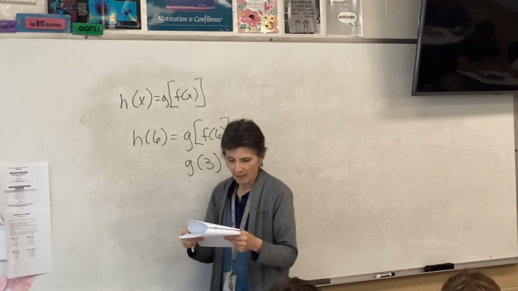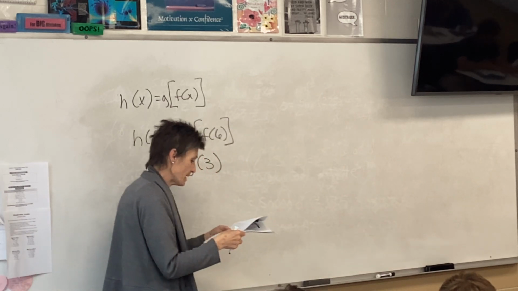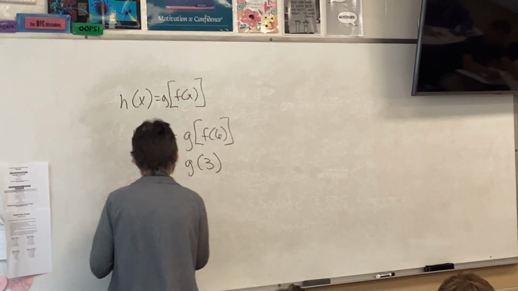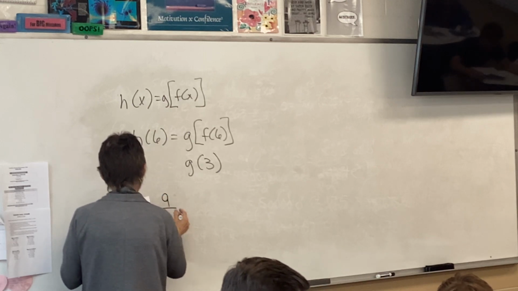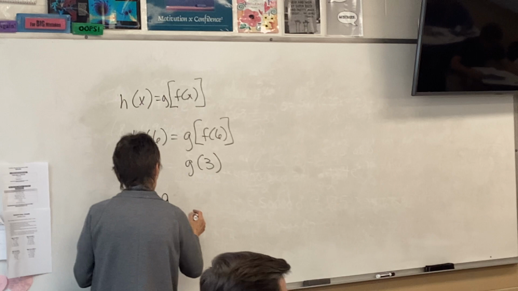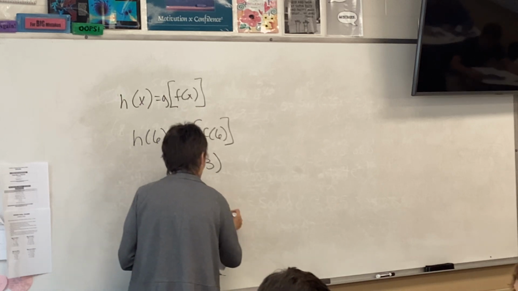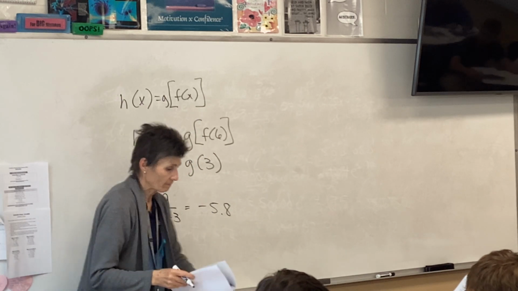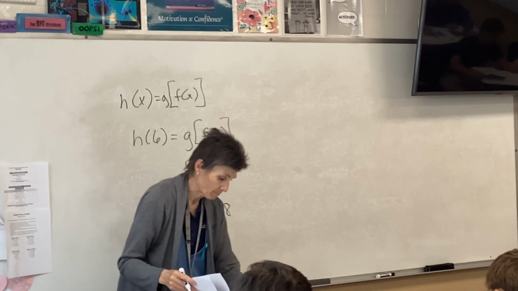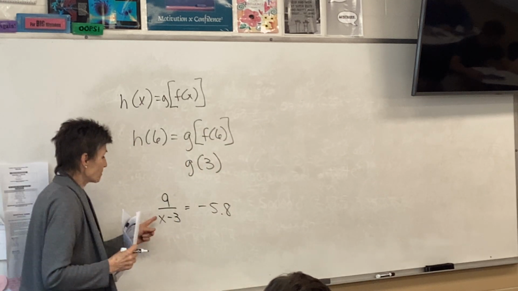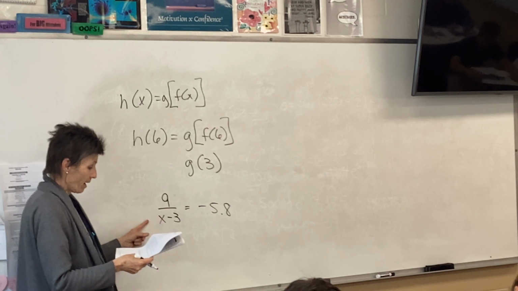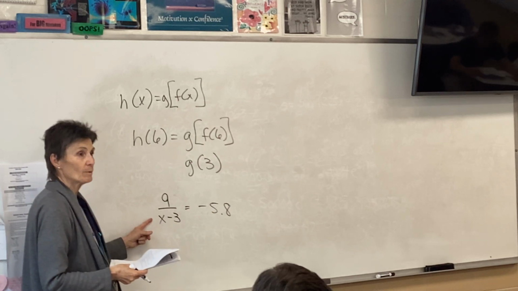All right, B I. Find all the x's for which g, which is 9 over x minus 3, equals negative 5.8. This is a calculator problem. Yep, this is a calculator problem. So let's make sure this is B I. Everybody okay with this?